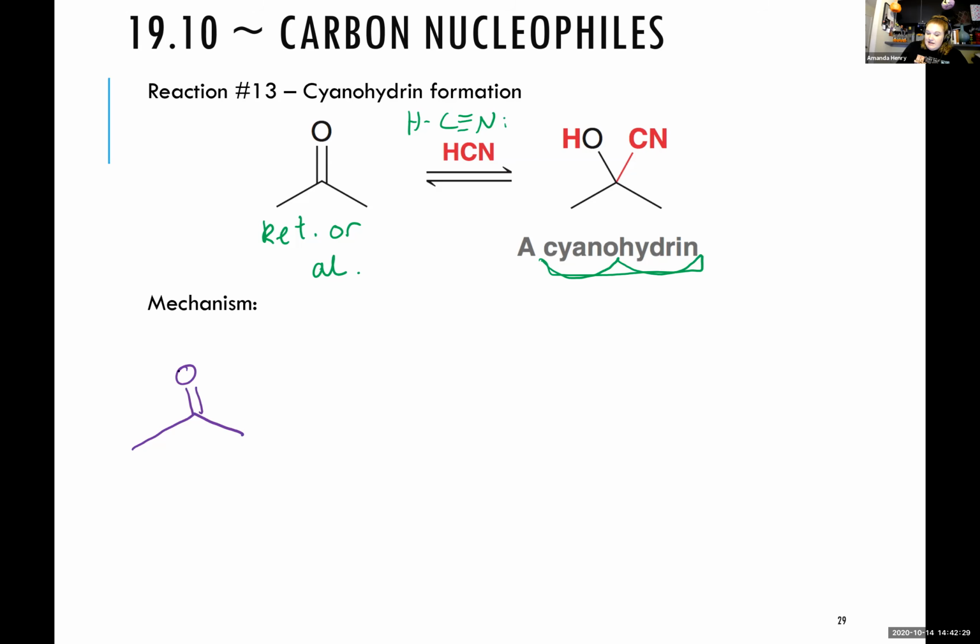So HCN is going to break apart in solution because it is an acid. So we're going to get cyanide ions in solution. So we start with a nucleophilic attack, and then those pi electrons become a lone pair.